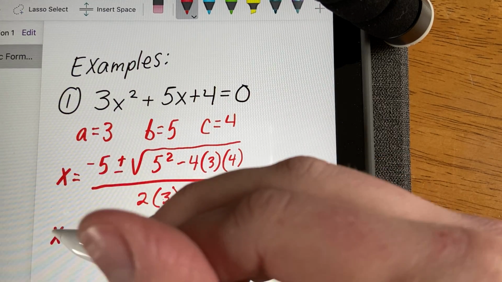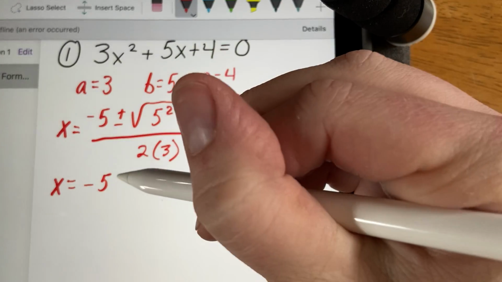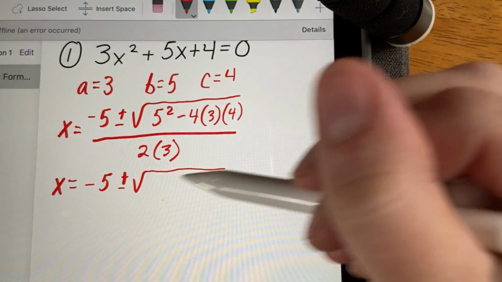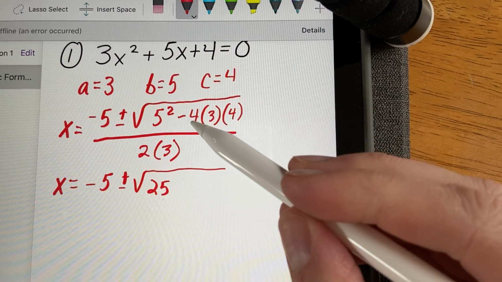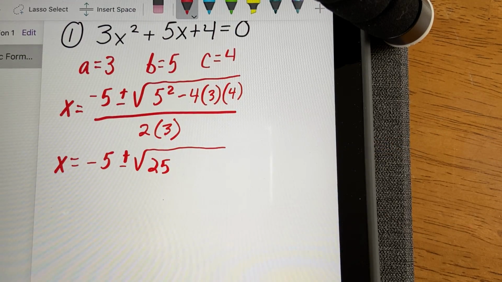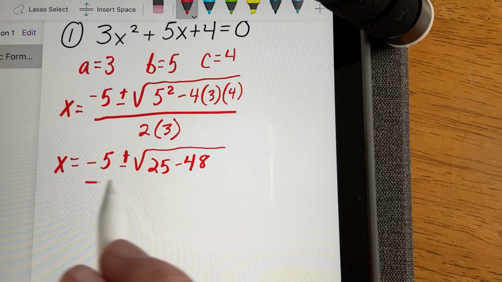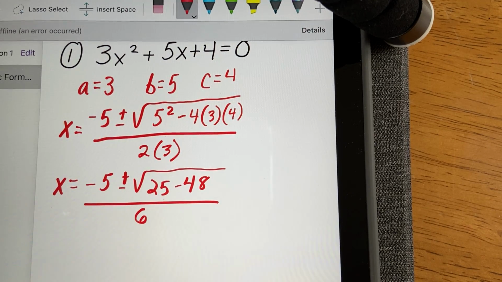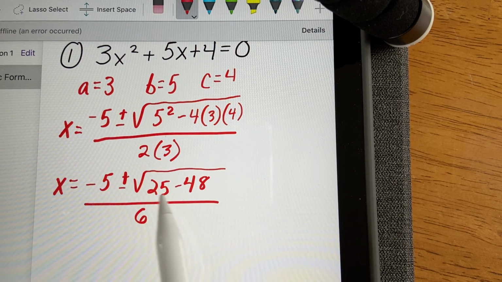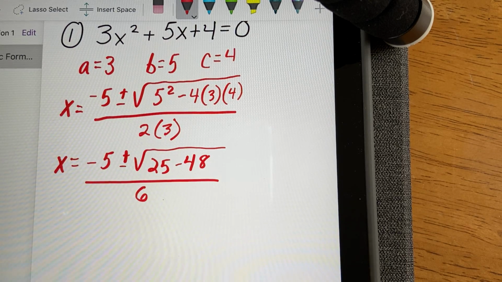Now we're just going to work this out. So x equals negative 5 plus or minus the square root of 25, that's 5 squared, 25, and then we'd have to do negative 4 times 3 times 4, so that would be negative 48, and that's all over 2 times 3, which is 6. Okay, so this is a huge indicator to me that we're going to have imaginary roots or a complex number situation here, because whenever I subtract what's under the radical, 25 minus 48, I end up with a negative number.